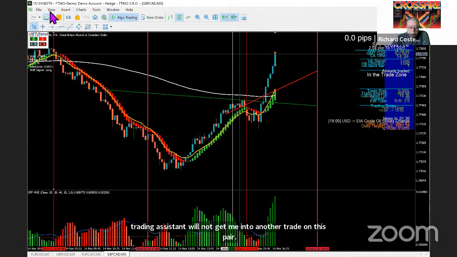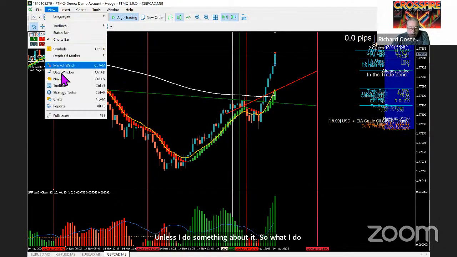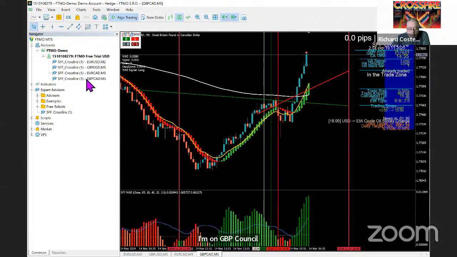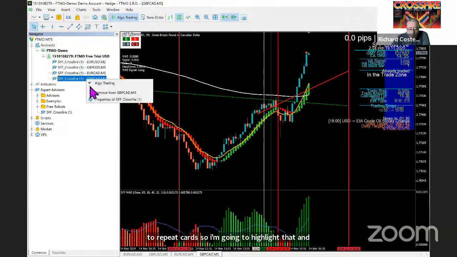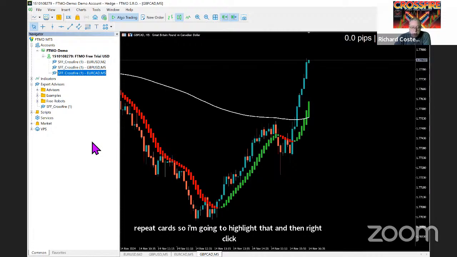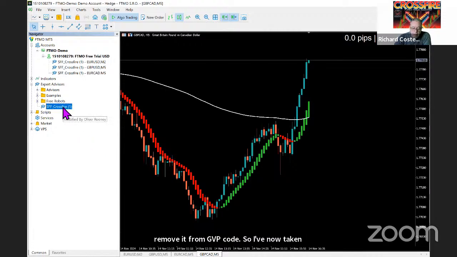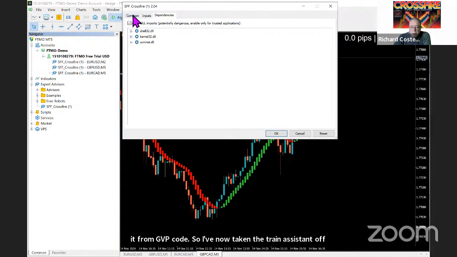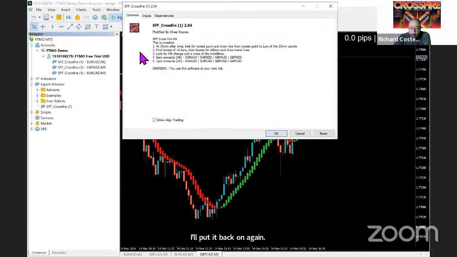And so what I do is I go to View, I go to Navigator. I'm on GBP CAD, so I'm going to take the TA off GBP CAD. So I'm going to highlight that and then right click, remove it from GBP CAD. So I've now taken the trading assistant off. If I put it back on again, I need to check that the common has still got the box ticked.